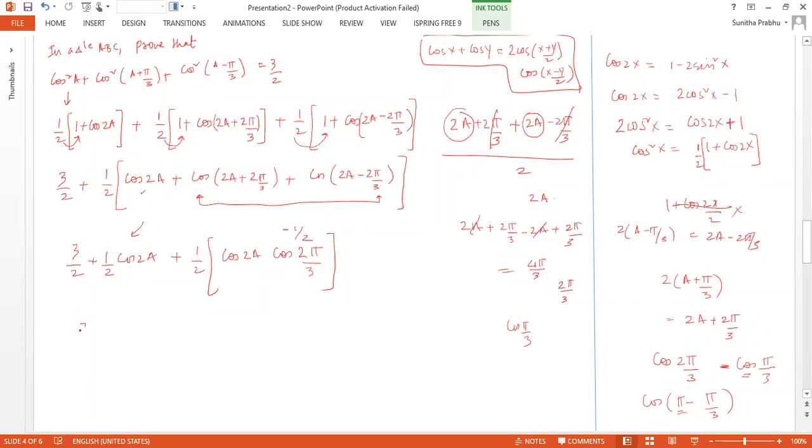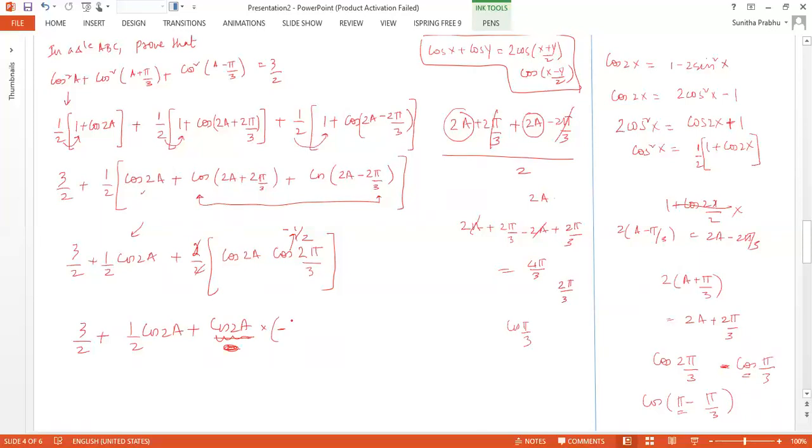So I get this as 3 by 2 plus 1 by 2 cos 2a plus cos 2a by 2. Will there not be a 2 in the bracket, like 2 cos 2a? Very good. Because this is 2 into, that 2 and this 2 will cancel. So the divided by 2 will not be there, correct? Because that product and this outside common factor will get cancelled. So this will be cos 2a into, but here we have this whole thing as minus half, right?